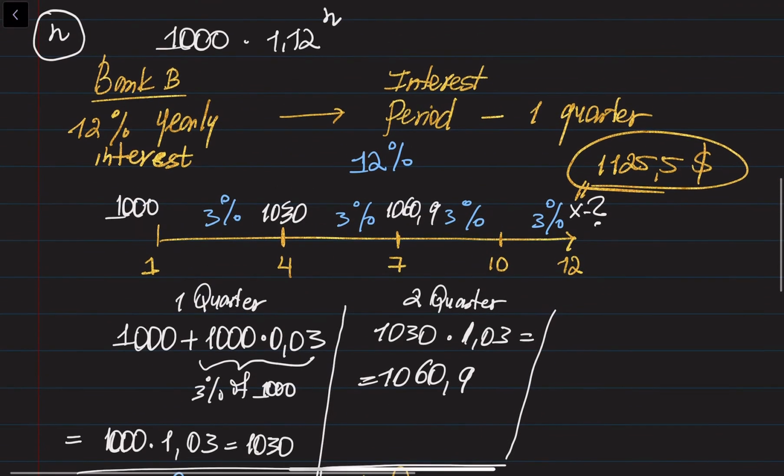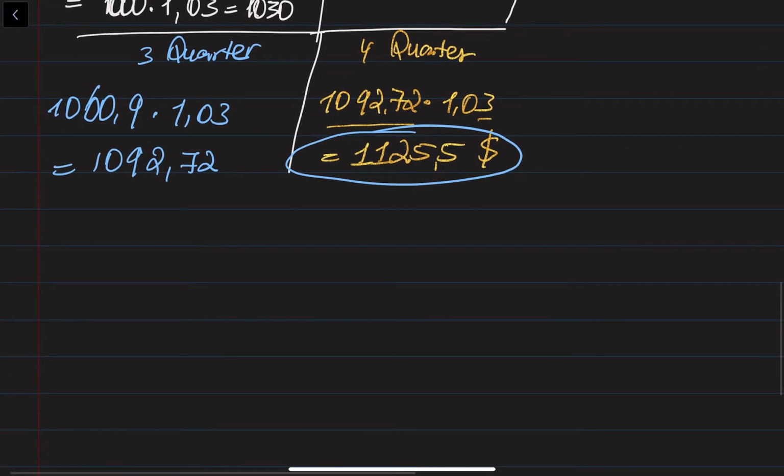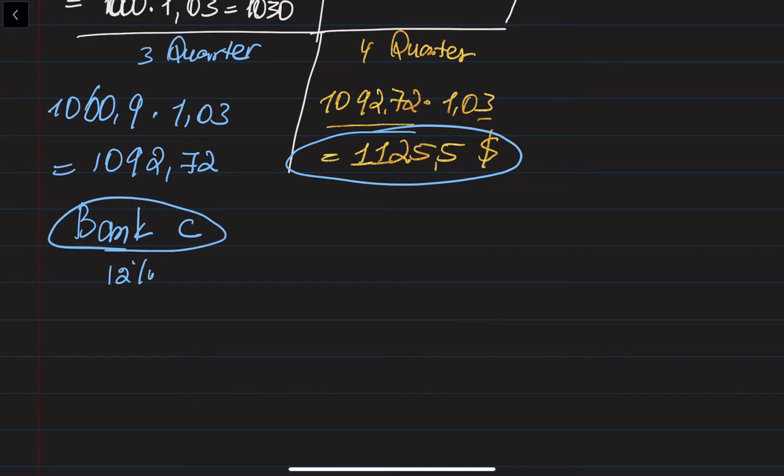So now there is a natural question: if bank B is simply increasing the interest period, then I'm able to get more money, right? So why don't we increase this, not to 1 quarter, but to, why don't we do this every month? So let's say bank C is offering again 12%, okay?